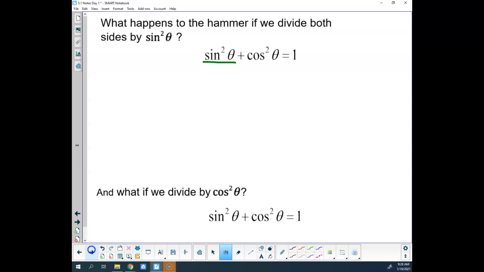If I divide the left side by sine squared of theta, I really have to divide both of those terms by sine squared of theta. And if I'm doing that on the left side, then I have to do it on the right side. Let's do some logic. Sine squared divided by sine squared? You got 1. Love it. 1.